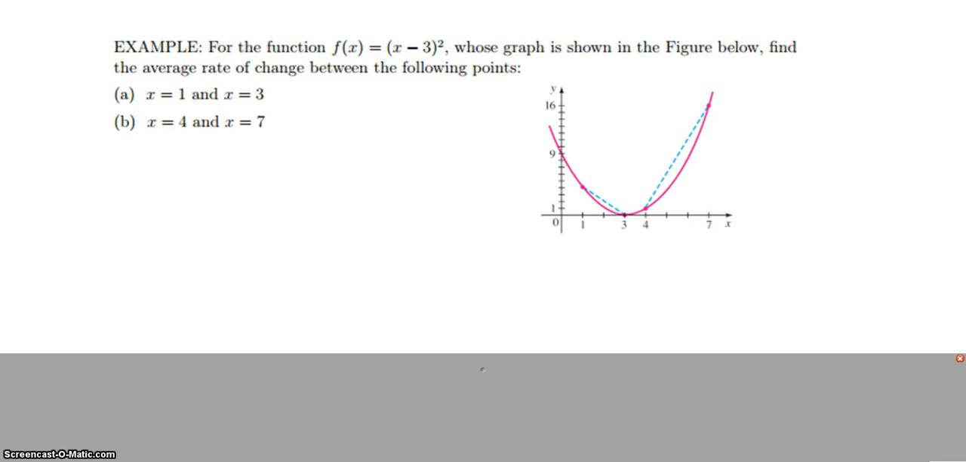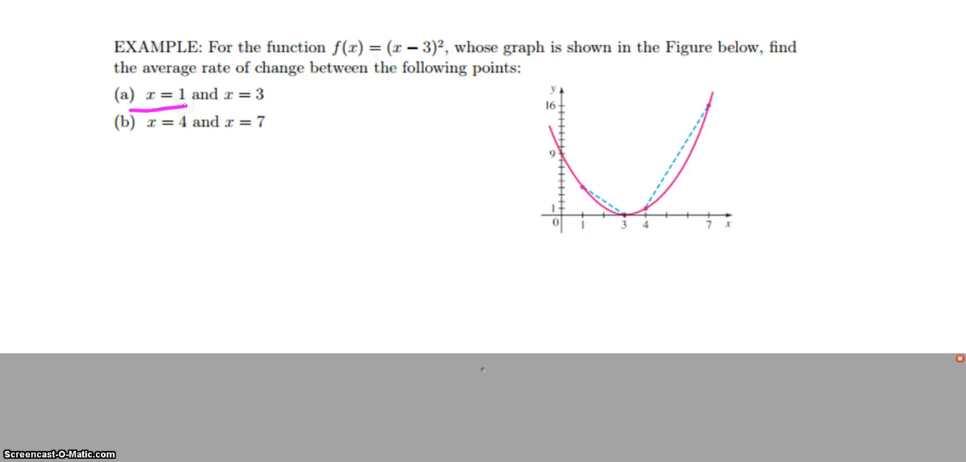We have a quadratic function, and it is x minus 3 squared. And I want you to find the average rate of change for these two blue dashed lines between x's 1 and 3 and between 4 and 7. Now, it's kind of hard to tell where the y value of this particular point is. So here's what we're going to do.